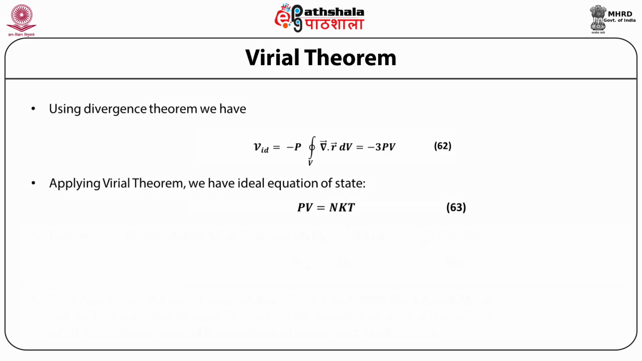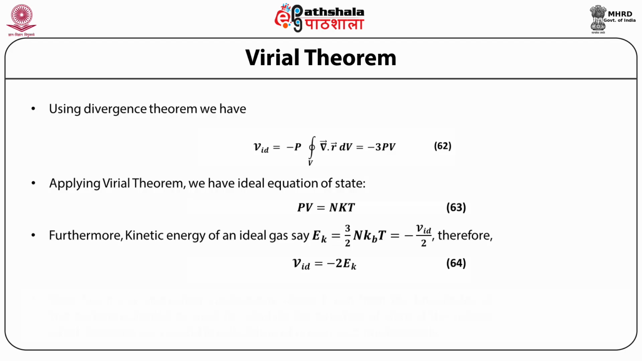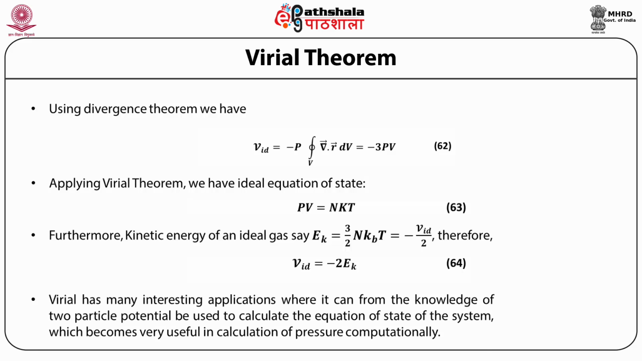Applying the virial theorem, we have the ideal equation of state PV is equal to N k T. Furthermore, the kinetic energy of an ideal gas, say E_k, is equal to 3/2 N k_B T, which is equal to minus the virial of the ideal gas divided by 2. Therefore, the virial of the ideal gas is equal to minus 2 times E_k. Please note that virial has many interesting applications where, from the knowledge of the two-particle potential, it can be used to calculate the equation of state of the system, which becomes very useful in the calculation of pressure computationally.